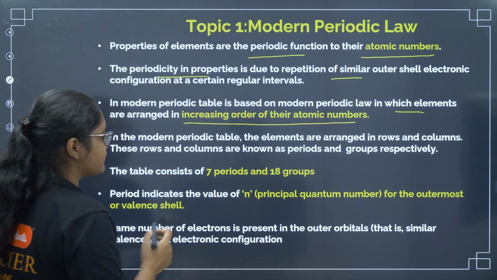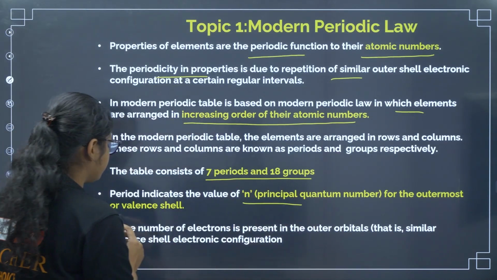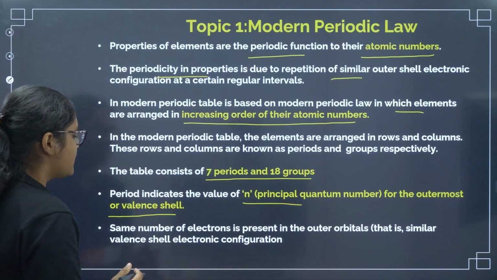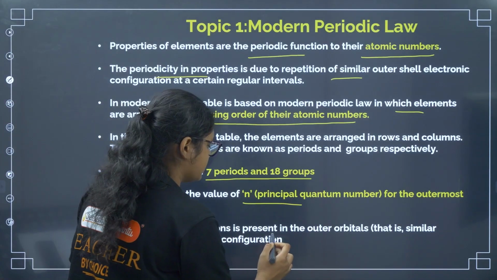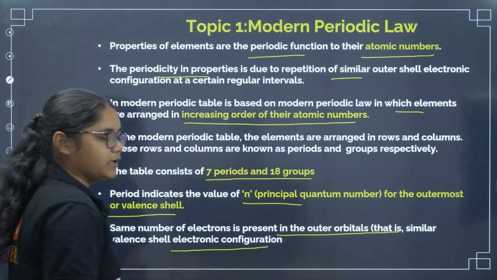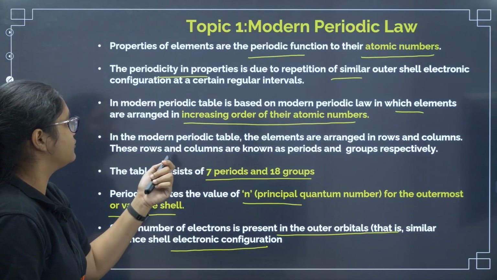And next we have that there are 7 periods and 18 groups. n is the principal quantum number of the outermost shell, and that tells which period the element belongs to. And we have the same number of electrons present in the outer orbitals, which helps to find the electronic configuration. So these are some basic things you should know. 7 periods and 18 groups are present.